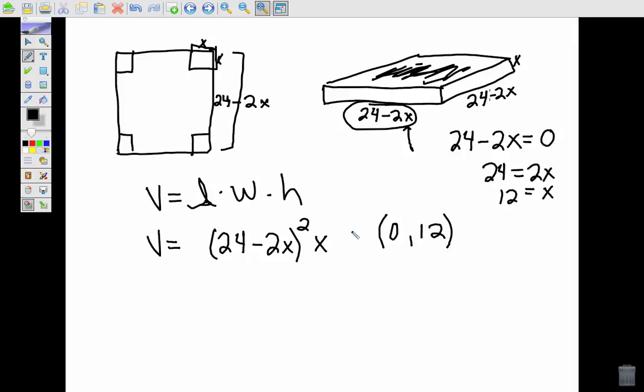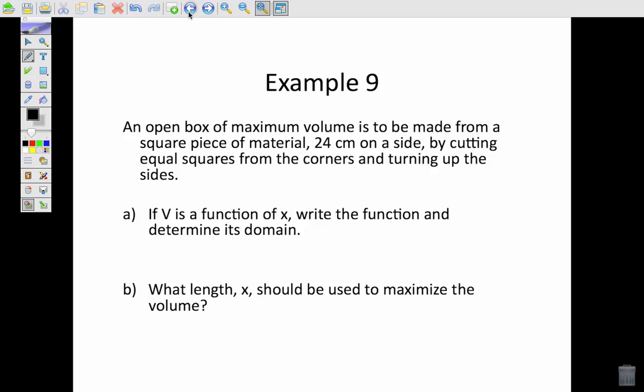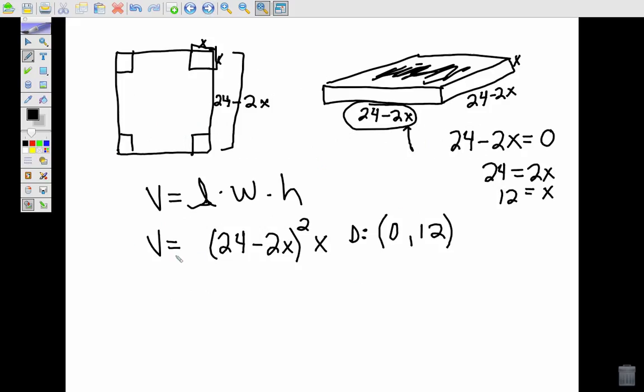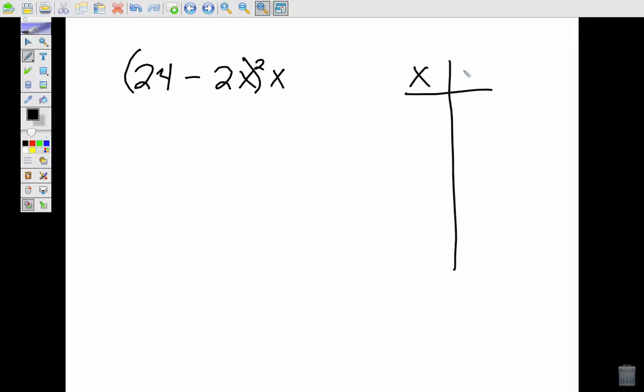All right, so this is your domain. The next thing we're going to do is that second part. Let's go back to the question. The question said, what length x should be used to maximize the volume? Well, if I want to maximize this volume, then I'm going to take the 24 minus 2x squared times x and build a table of values. I know my x's are only between 0 and 12, and the y then is the result of the volume.